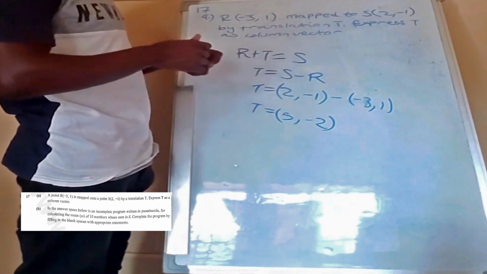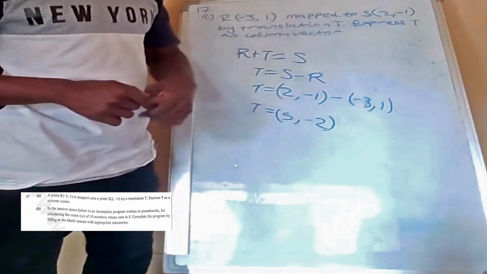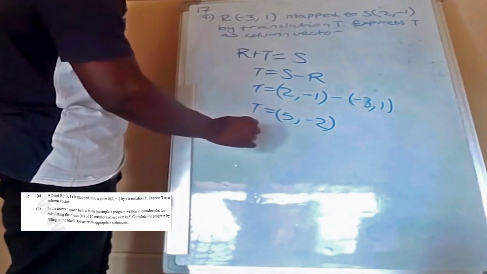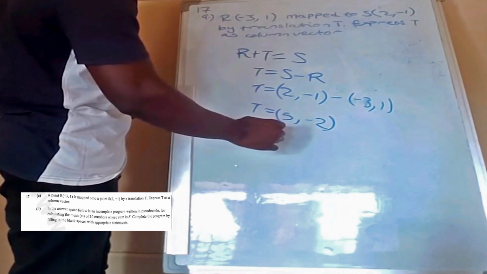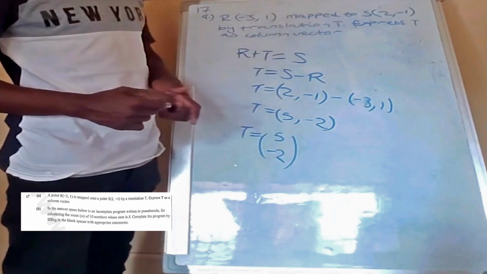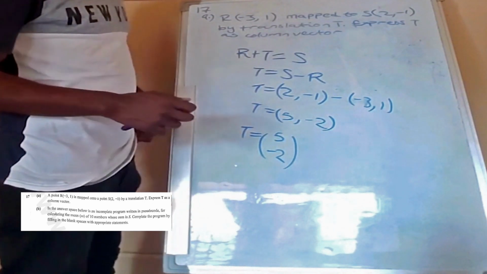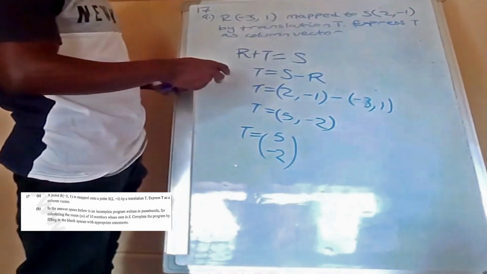Are you done? No. It tells you to express t as a column vector. This is a coordinate vector. So to express t as a column vector, t is simply equal to 5 with the negative 2 at the bottom. And now you're done. As simple as that. We move on to question 17b.